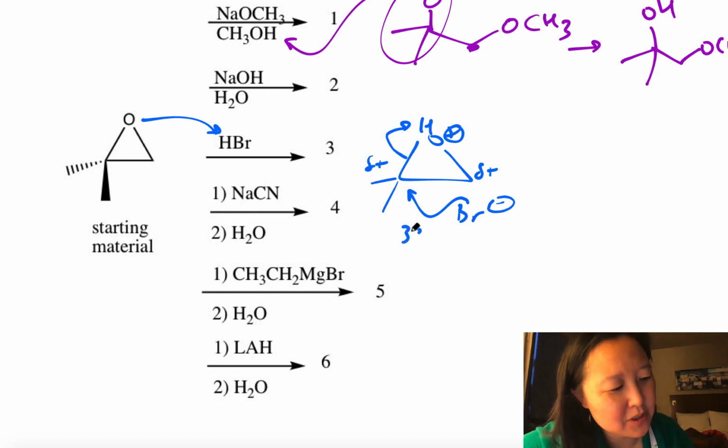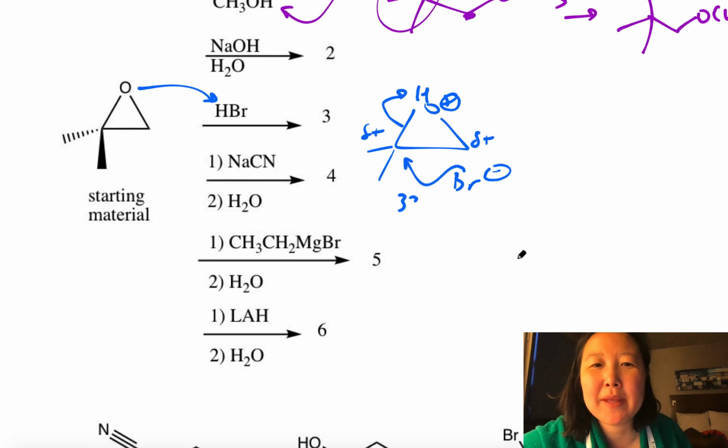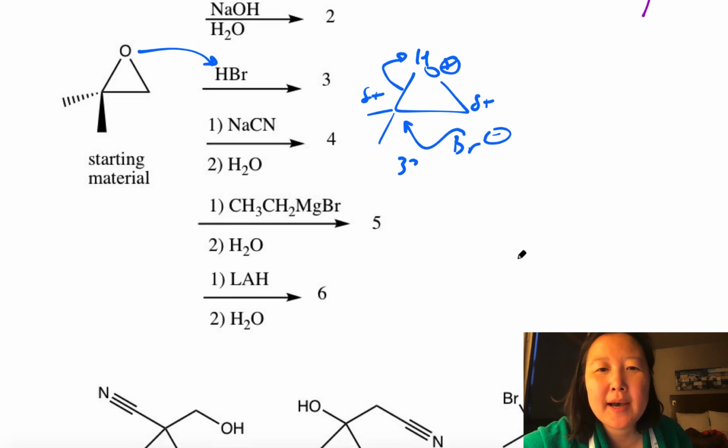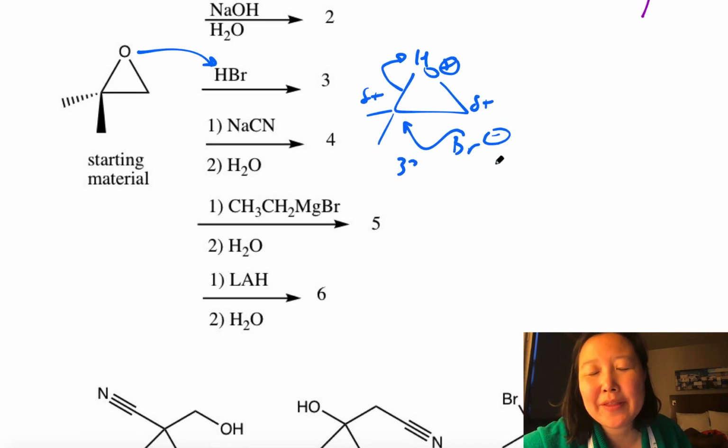So this happens with tertiary. With secondary, it turns out it still attacks the less substituted carbon. So steric hindrance may be an important factor then, or the electronic factors are not enough to overcome steric hindrance.